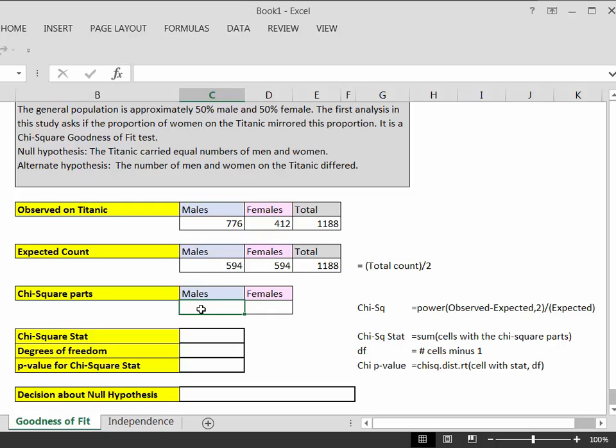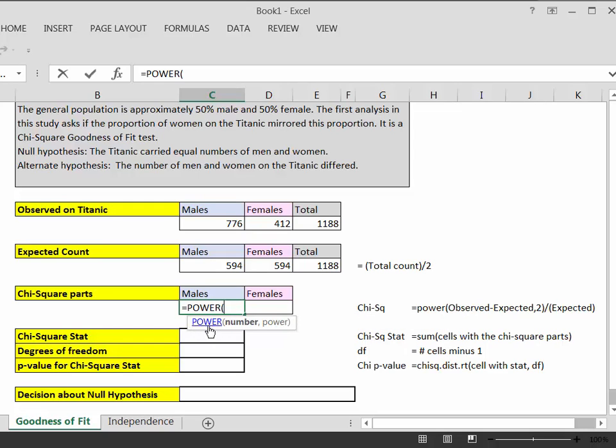So let's see what it looks like. I put an equal sign. I'm working on the numerator. I start looking for my power function, and you can see that the actual little description comes up, returns the result of a number raised to a power. Now, I'm not going to give it an actual single number. I'm going to give it this difference, observed minus expected. So I double click to get my power function going.